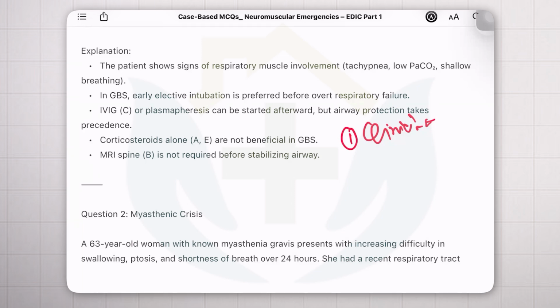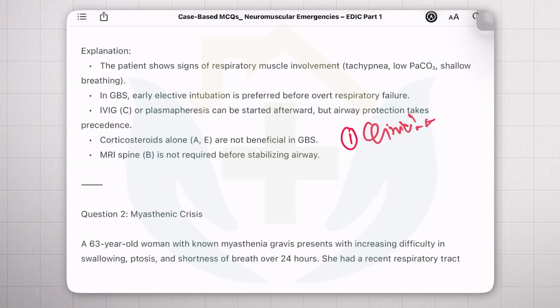So, a 63-year-old woman with known myasthenia gravis presents to the emergency room with increasing difficulty in swallowing, ptosis, shortness of breath over the last 24 hours. Whatever may be the reason, some medicine may be the reason, some viral infection may be the reason, some stressors may be the reason. We are concerned about the reason only after the patient has been secured. So we need to know if the patient needs securing right now.